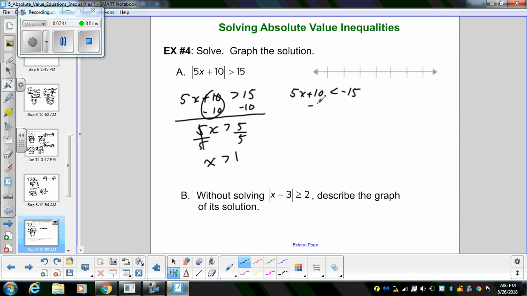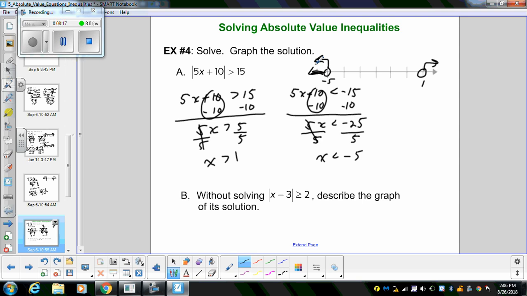We can do the same thing over here. So subtract 10, gives me -25. Then divide by 5, and I see x is less than -5. Right, so let's do the graph. Let's say this is -5 here, and this will be 1 here. So that 1 is going to be an open circle pointed to the right, and -5 is going to be an open circle pointed to the left. So there's my shade.